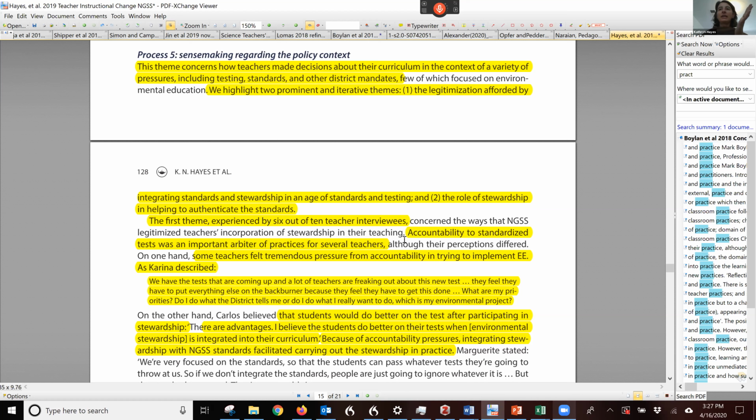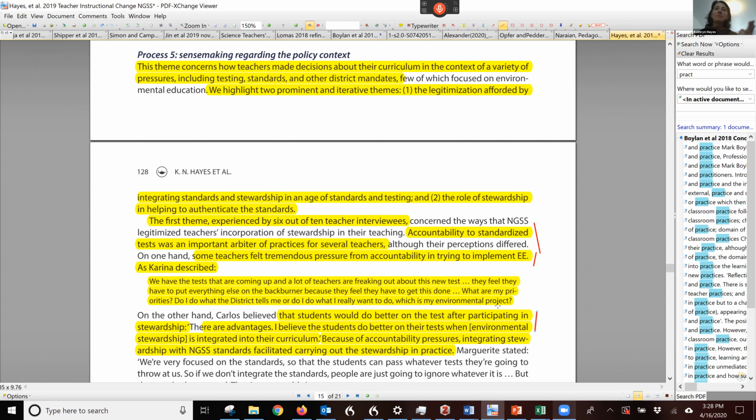And then here's the claim. Accountability to standardized tests was an important arbiter of practices for several teachers. And then there's actually some sub claims, right? Some teachers felt tremendous pressure from accountability in trying to implement EE. And then other teachers, or on the other hand, Carlos said students would do better on the test after participating in stewardship. So those are the two kind of claims that are being made here.